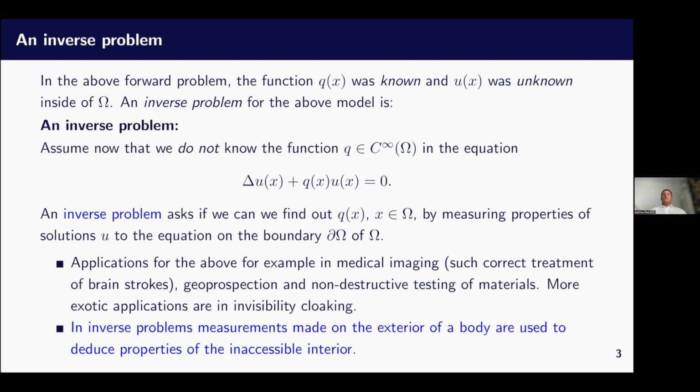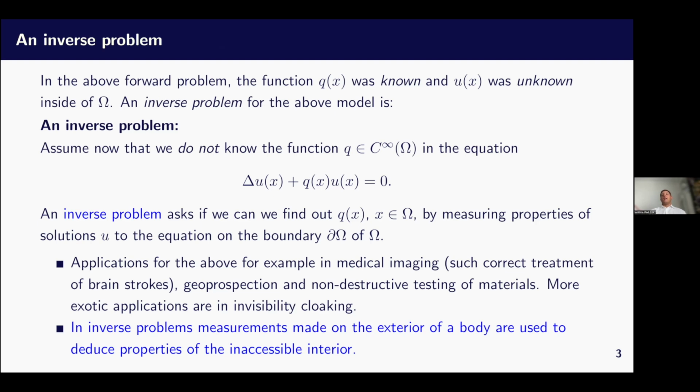So then an inverse problem. So in the above forward problem, the function q was known and the solution function u was unknown inside of this domain omega. An inverse problem for the above model is the following. This is an example. So now assume that the function q is not known inside the omega, in this equation, Laplacian u plus qu is 0.